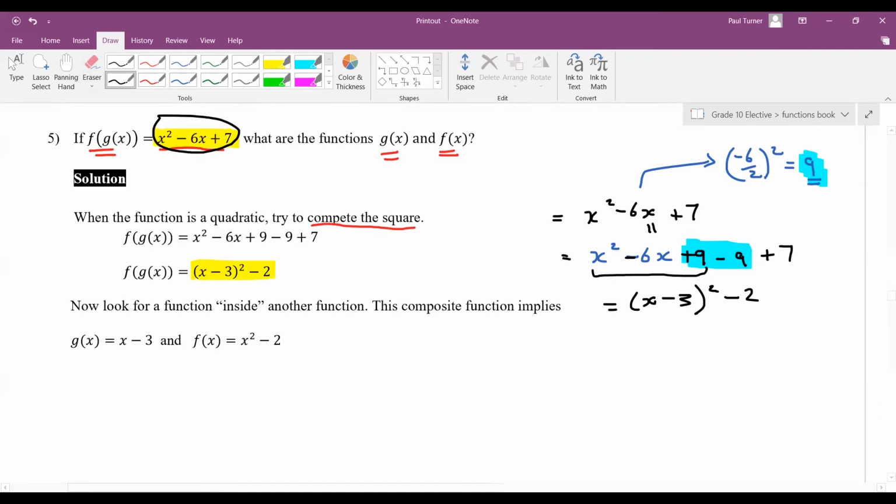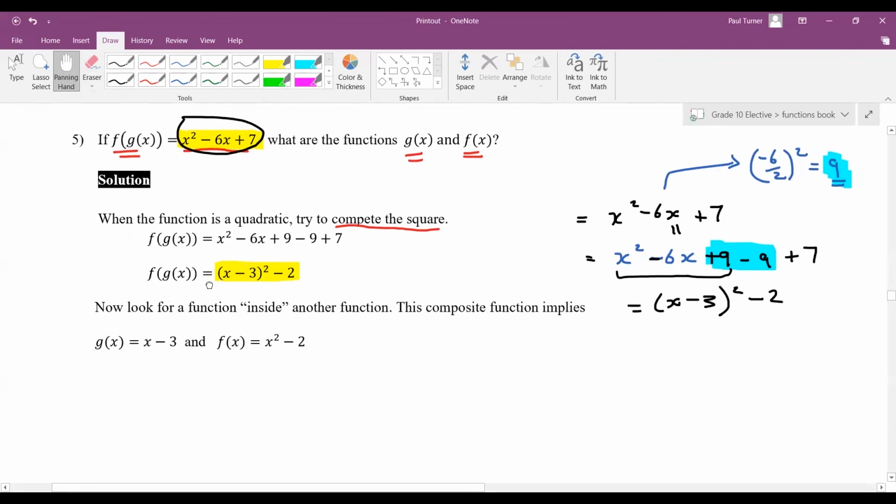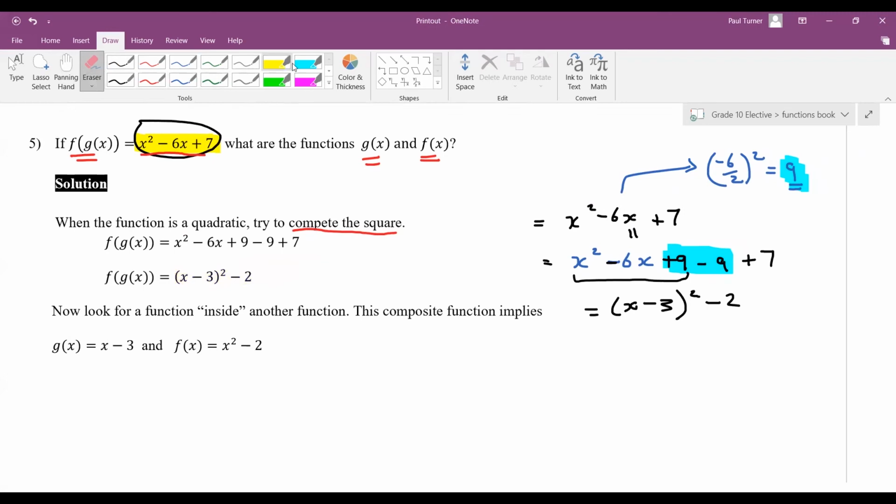Do you see your g function? Your g function is here. Can you see there's a function inside another function? So your g function is x minus 3. Your f function is x squared minus 2. This represents the x, this bit here. So this is actually x squared minus 2. So that's your f function.